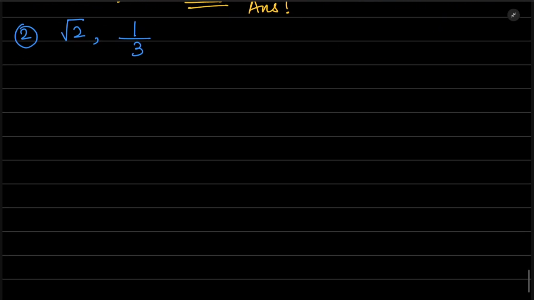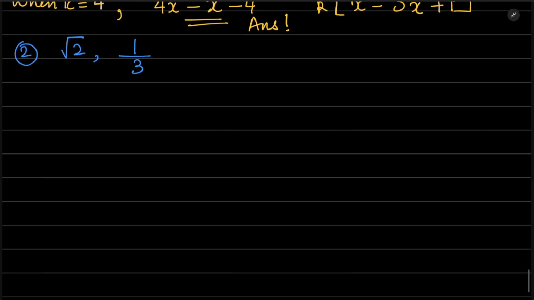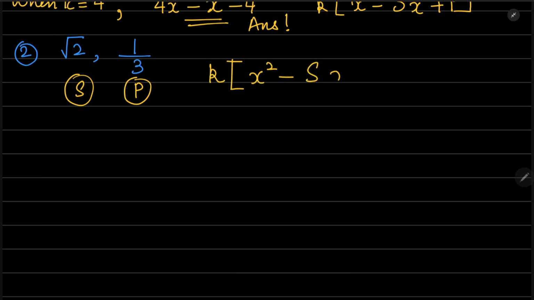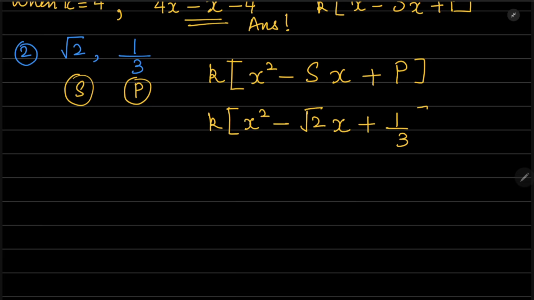It's the same question. You are given two numbers. One is the sum of the zeros, the other one is the product of the zeros. You have to find a quadratic polynomial. So the formula is k multiplied by x square minus sum of the zeros into x plus product of the zeros. So k multiplied by x square minus s is nothing but root 2, it's given to us, x plus product is 1 by 3.